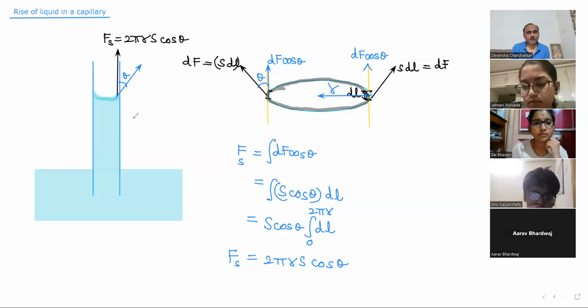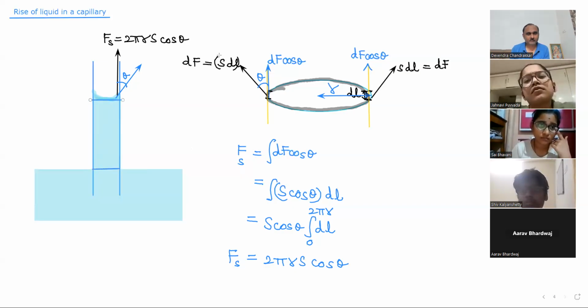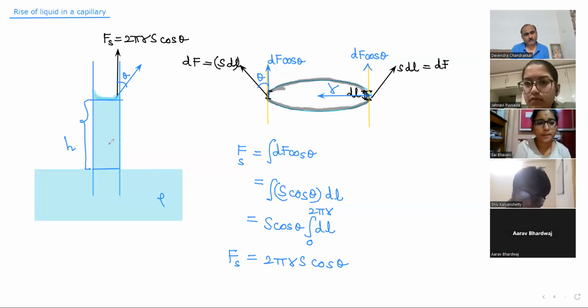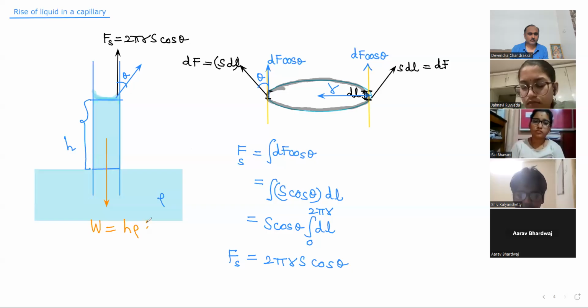Now, let's assume that some H column of fluid has moved upwards inside the tube, right? This length is H. Density is rho. So what is the weight of this portion? Weight of this column is how much? W is equal to H rho cross section area, which is pi r square, into G. Yes or no?